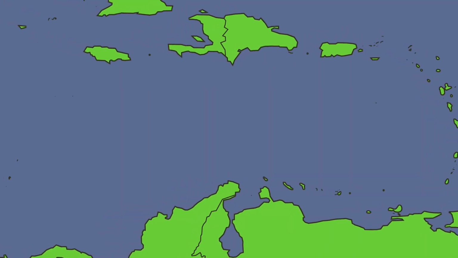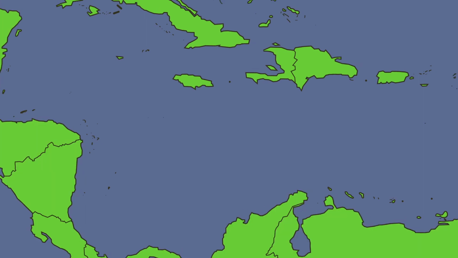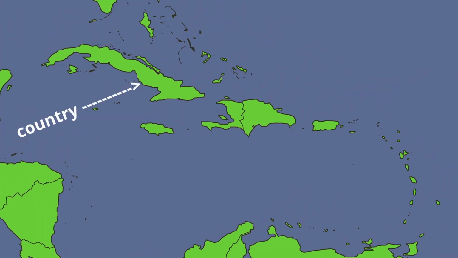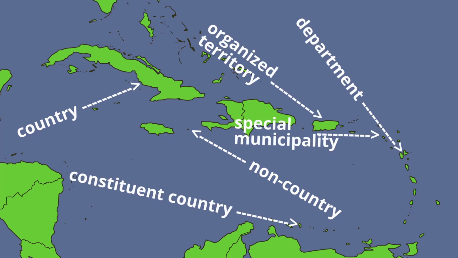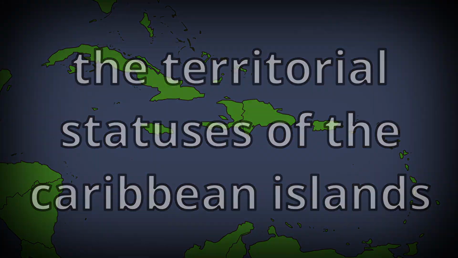The Caribbean is a sea located right here, north of South America and east of Central America. The islands in it are known for being somewhat confusingly divided into countries, non-countries, and several things in between. In this video, I will be explaining the territorial statuses of the Caribbean islands.